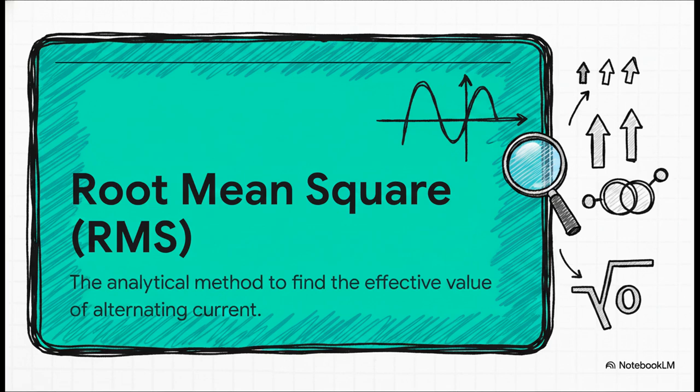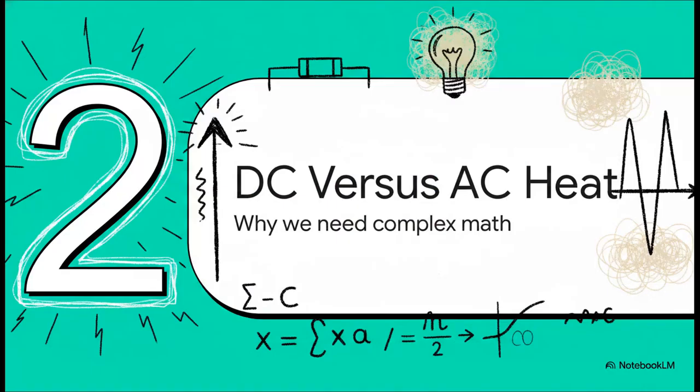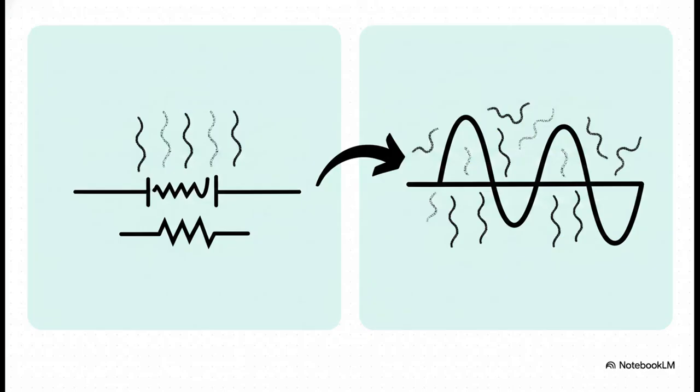But why do we even have to go through all this trouble in the first place? That brings us to Section 2, DC versus AC heat, and exactly why we need this complex math to figure things out. Think about generating heat in a standard resistor. If you're dealing with direct current, or DC, it's a super straightforward calculation. The heat generated is just the constant current squared, times the resistance, times time. So I squared RT. It's steady, it's reliable.